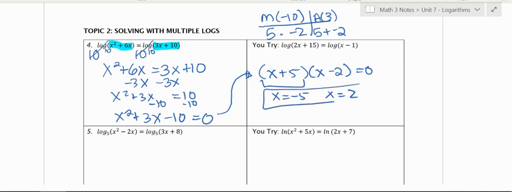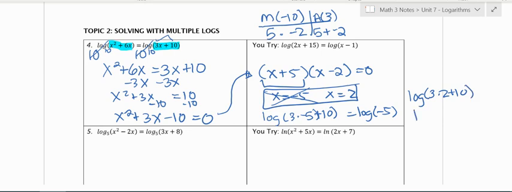And then we're going to go ahead and test that these work, right? Because we can't have negatives inside of a log. So if I went ahead and did, for example, let's say I did the log of 3 times negative 5 plus 10, I would get the log of negative 5, and I can't have the log of a negative number. So the negative 5 is actually an extraneous solution. If I tried it with positive 2, the positive 2 actually does work. I'd get log 16 equals log 16. So that one actually is going to work out, and I could try it in the other one as well.